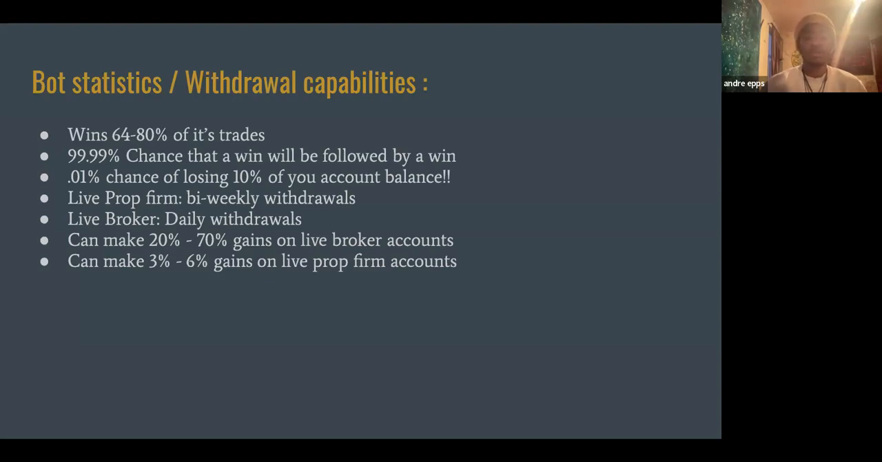They give you a 24% profit split. Okay, so I want to put that information out there. That way you guys can do the math with this 3 to 6% gains that we're talking about monthly.